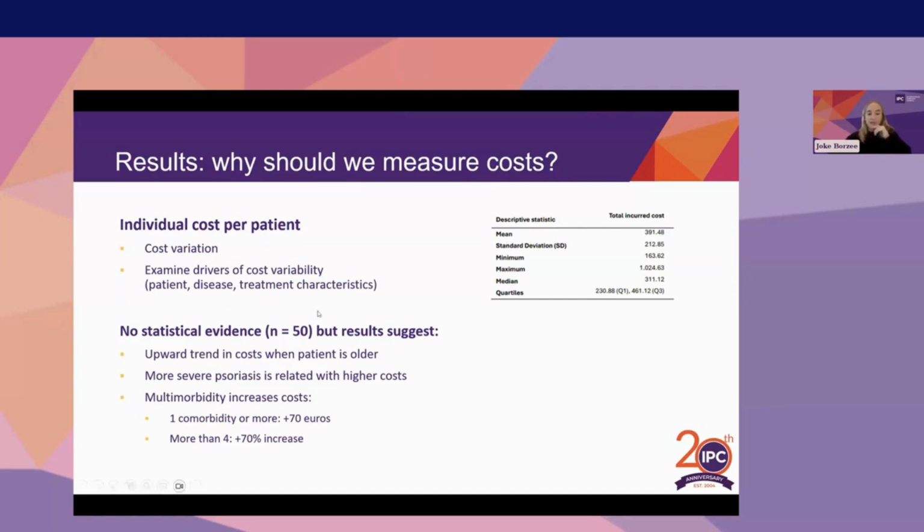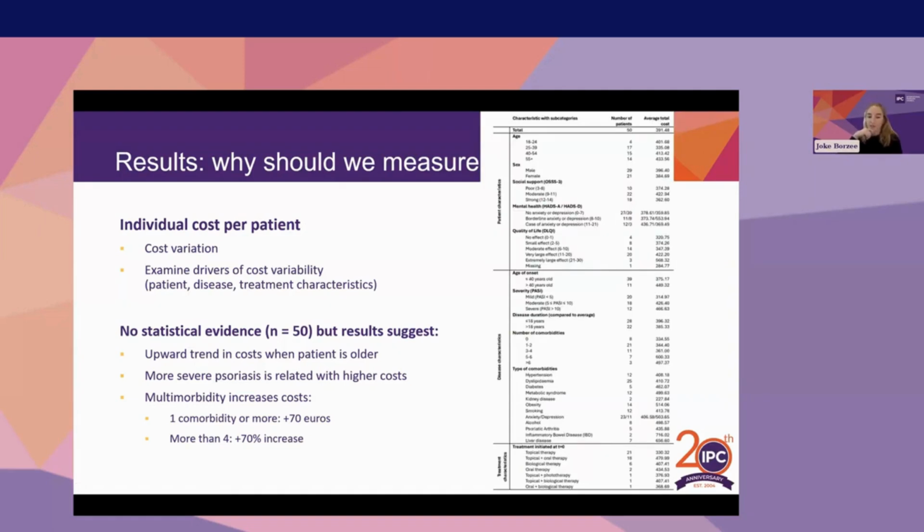Now, of course, once we have these costs per patient, we also want to understand why these costs vary so much between patients. Therefore, we looked at different patient, disease and treatment characteristics that could possibly explain some of the variation. For instance, for patient characteristics, we looked at the age, the sex, the quality of life. For disease, we looked at the severity, the comorbidities, and of course also the prescribed treatment.